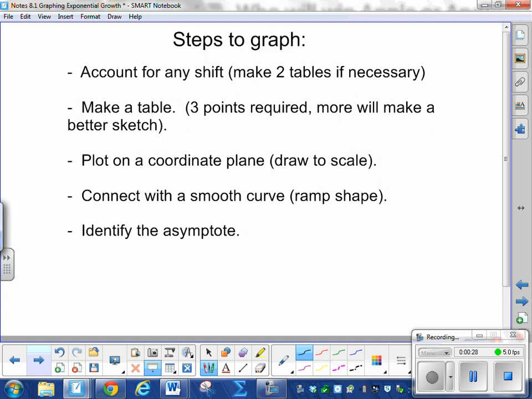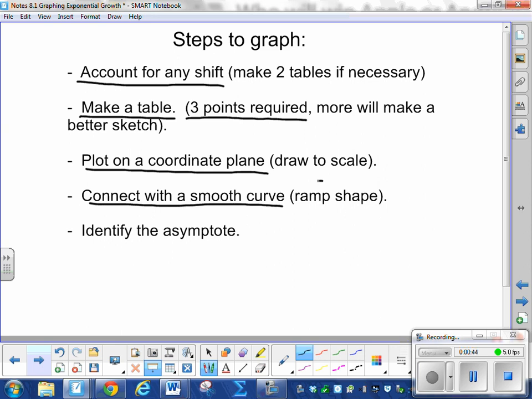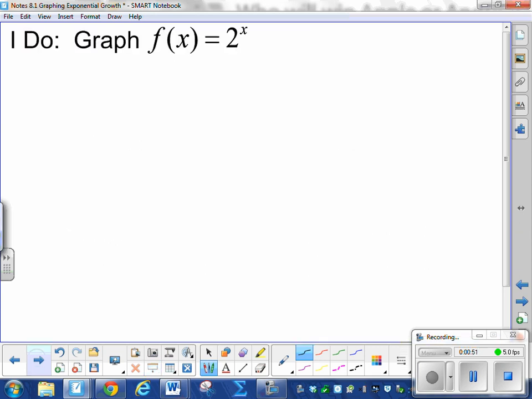Okay, so just real quick, steps to graph. Make sure you guys account for any shift that's going on if there is one. Make a table. After you make your table, make sure there's at least 3 points. Plot them on a coordinate plane. So that just means put your points on there. You're going to connect with a smooth curve. The curve should look somewhat like a ramp. We went over what the shape looked like. And make sure you identify the asymptote. All right, so let's go ahead and try those steps.